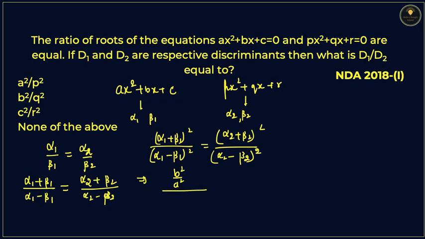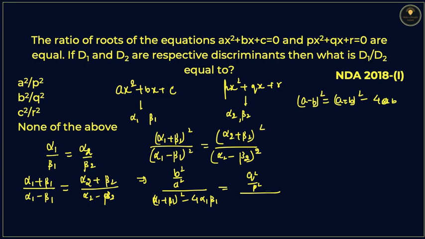And for alpha 1 minus beta 1, we will use the formula a minus b to the whole square, which can be written as a plus b to the whole square minus 4ab. So this can be written as alpha 1 plus beta 1 to the whole square minus 4 alpha 1 into beta 1. Similarly, you will get q square by p square here, and in the denominator alpha 2 plus beta 2 to the whole square minus 4 alpha 2 multiplied with beta 2.